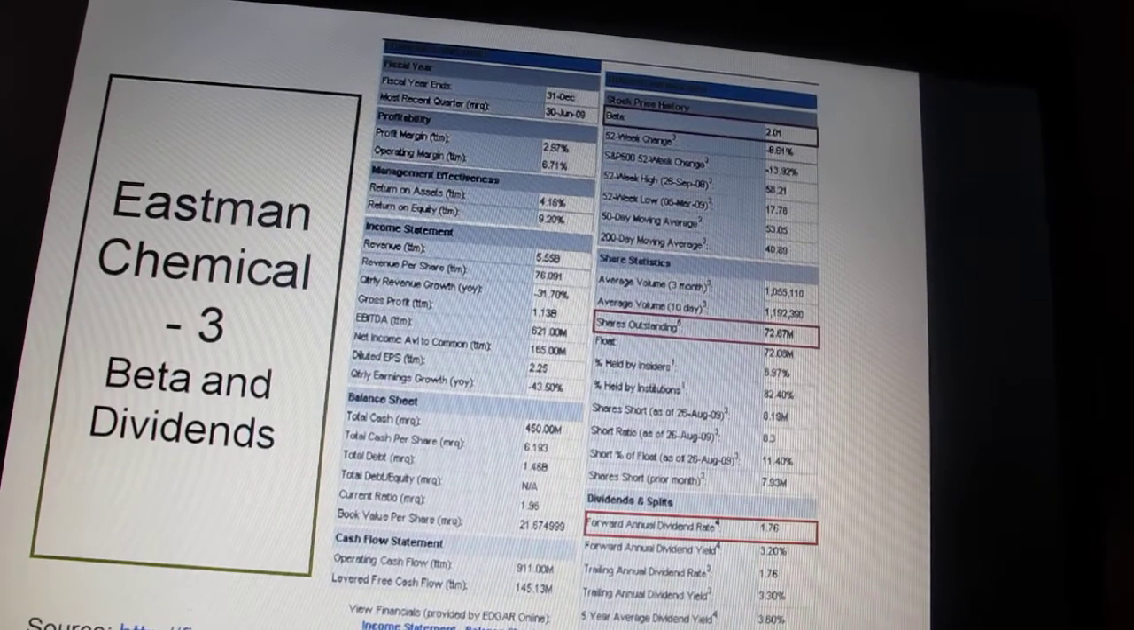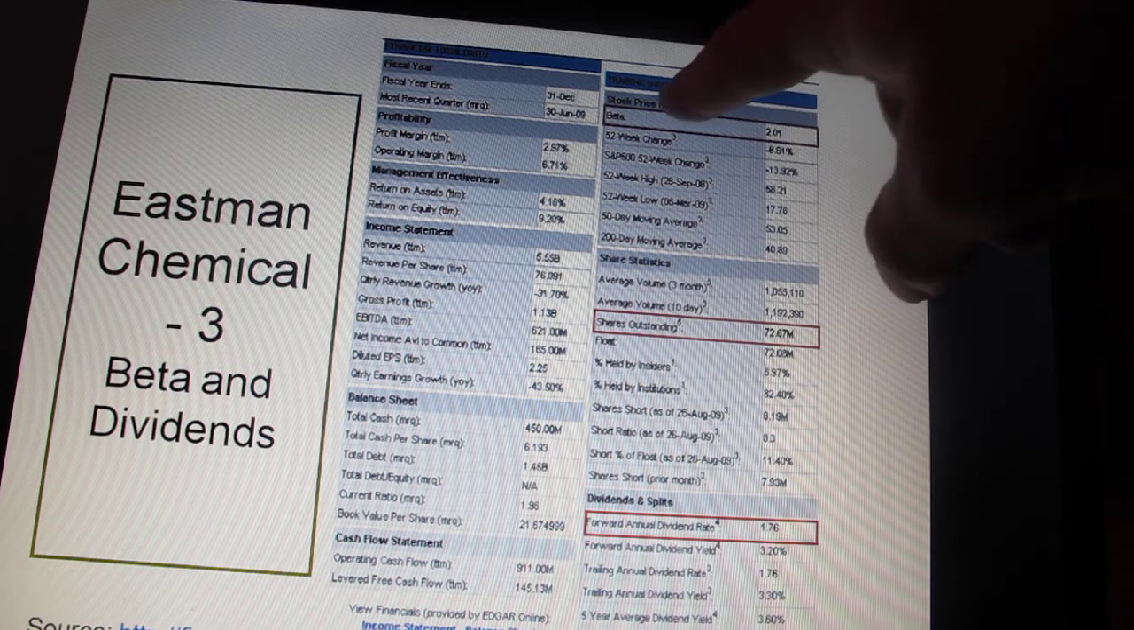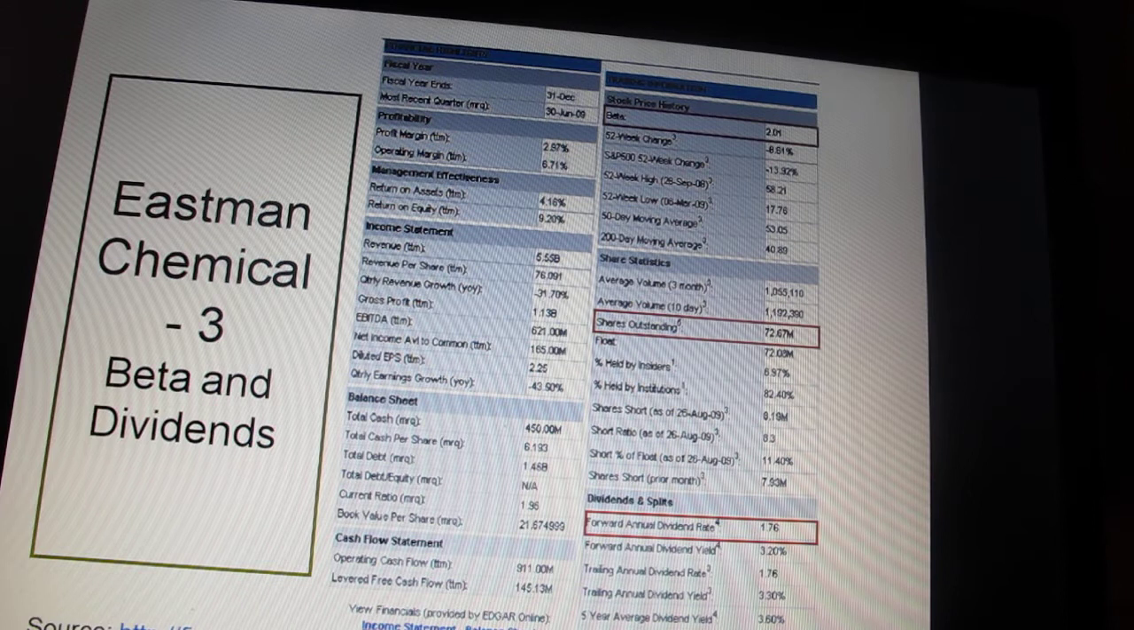You could also dig into beta information, shares outstanding, even the forward dividend rate. This is in key statistics within Yahoo Finance for this particular firm, Eastman Chemical. Just dig around in there, you'd find this exact chart, and we're basically taking the information out of here. We're going to make a calculation at the end, using all this information.